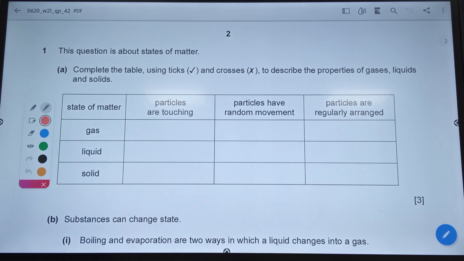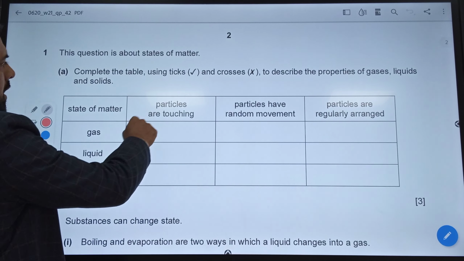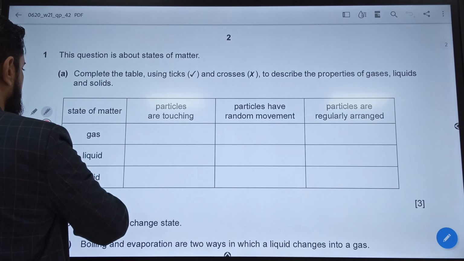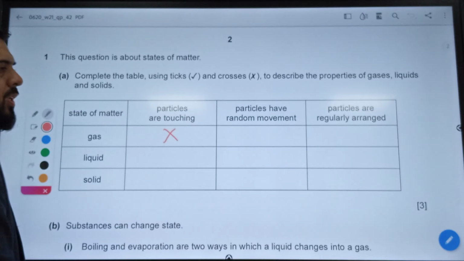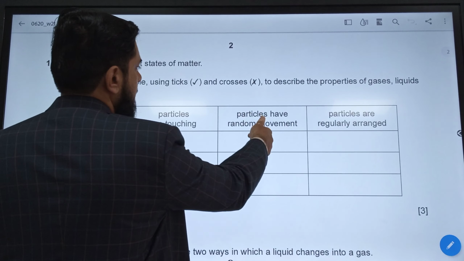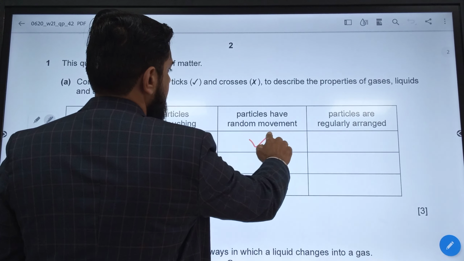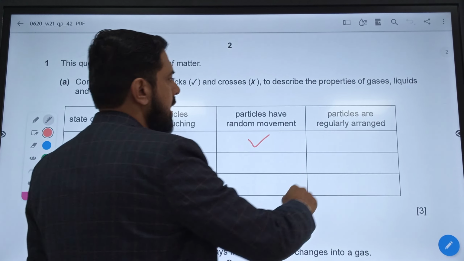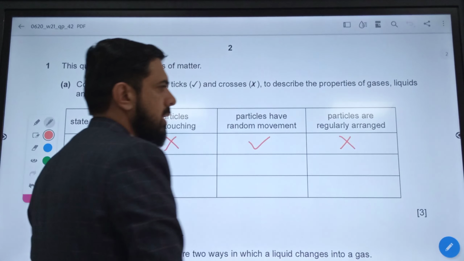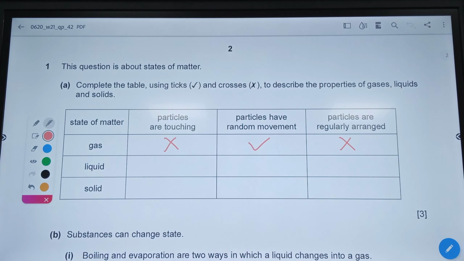So you know that in gas state, the particles are touching? No, they are not touching. So we have to place a cross. Particles have random movement? Yes. Particles regularly arranged? No. In the gas state, particles are not regularly arranged.